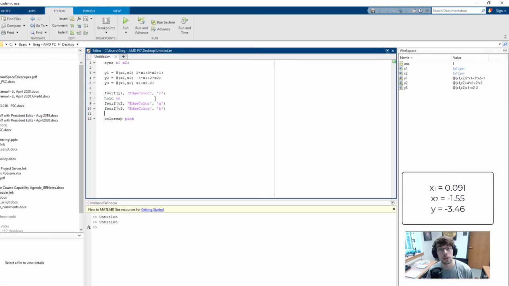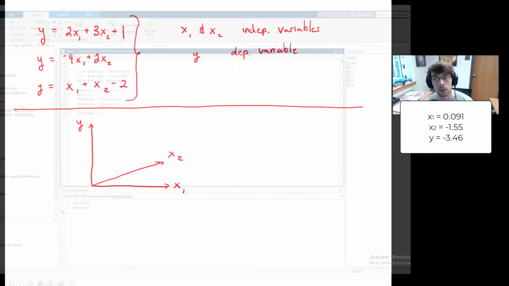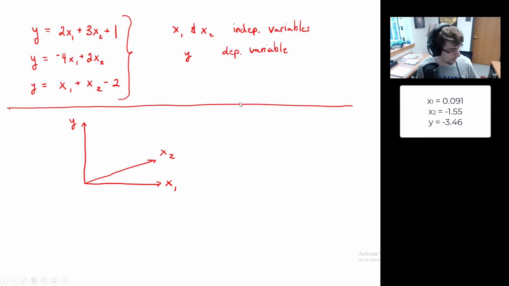Okay, so we'll leave it at that. Let me close that out. And we'll return back to the comments at hand. So we found that x1 is something like 0.091. We found that x2 is something like negative 1.55. Excuse me, I should have obeyed sig figs. Get rid of the 1 there. There we go. And we get something like y is equal to negative 3.46.